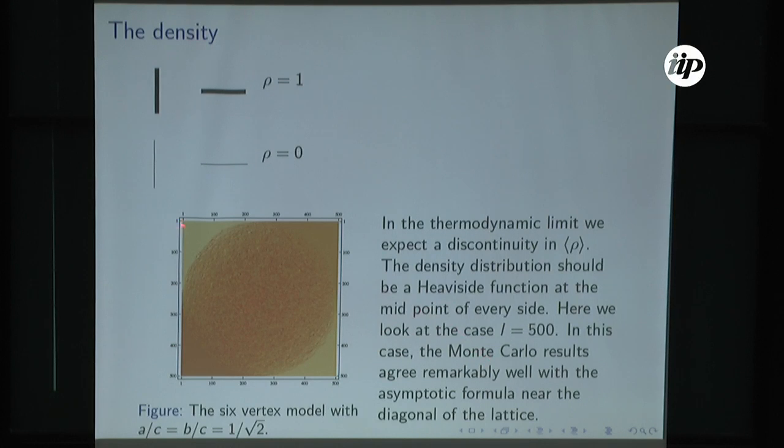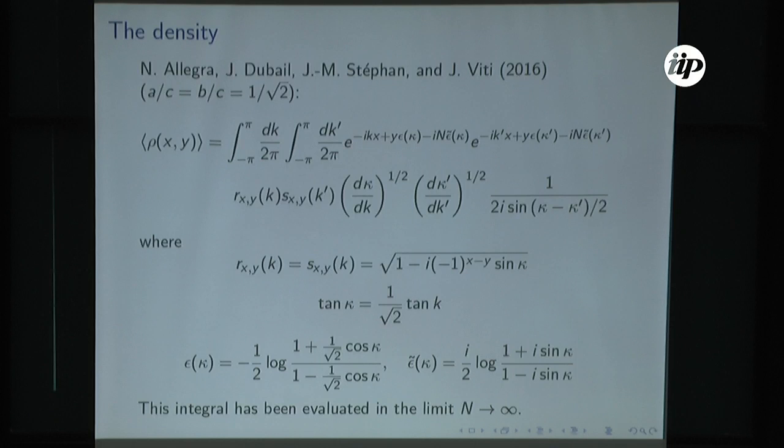The asymptotic formula which exists agrees very well in this region near the diagonal, but not as well away from it. So here is the exact formula found by Allegra and Debortoli earlier this year. This is the special case where A equals B and C is square root of 2. We see a twofold integral, and the integral is rather complicated, with two functions in the exponent, epsilon and epsilon tilde, which are here.